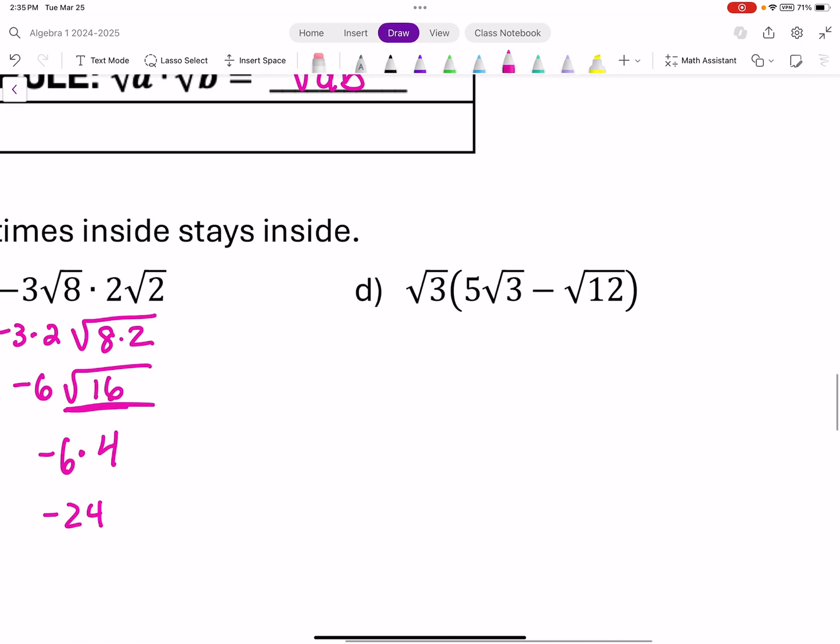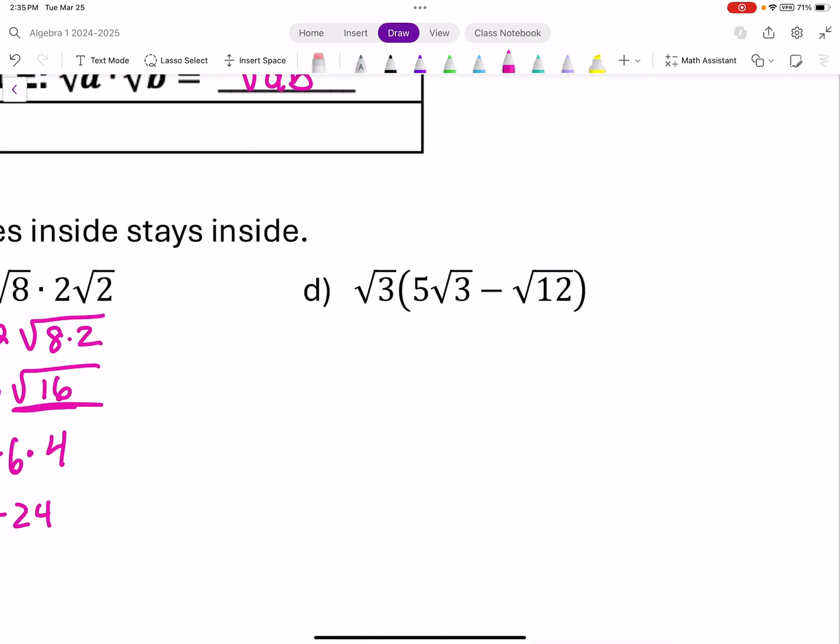Okay. Letter D is a little bit trickier. This is telling us to take the square root of 3 times something, times 2 terms. And so we're actually going to distribute this. So I'm going to take radical 3 times 5 radical 3. And then I'm going to take radical 3 times radical 12. Okay, so it kind of creates 2 multiplication problems here.